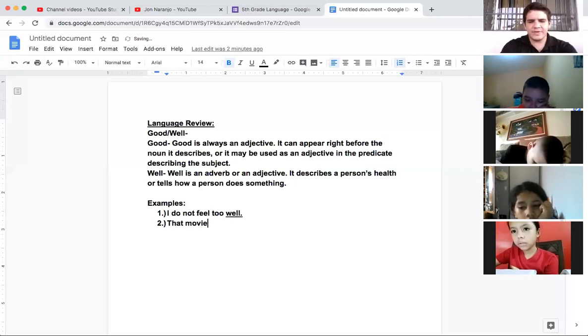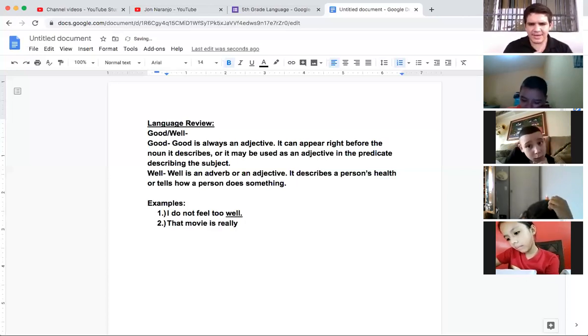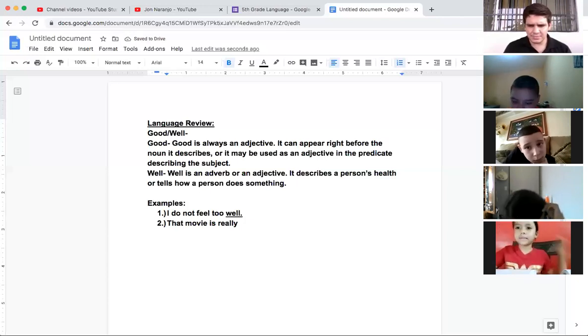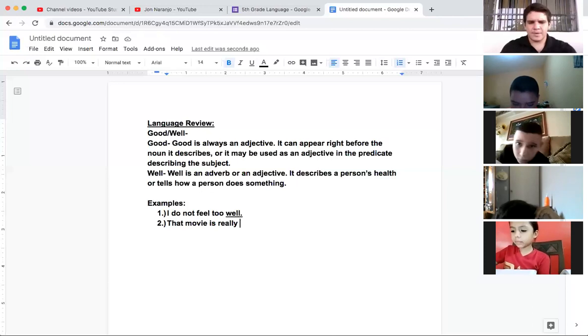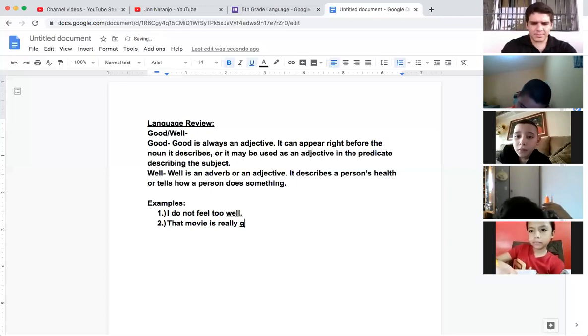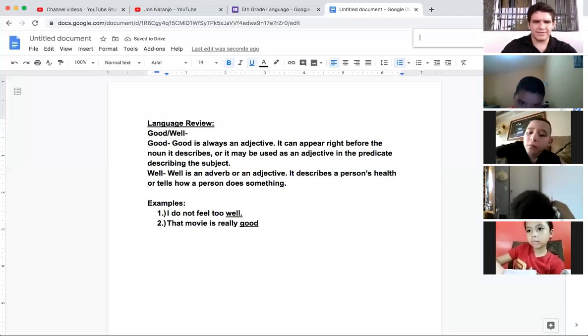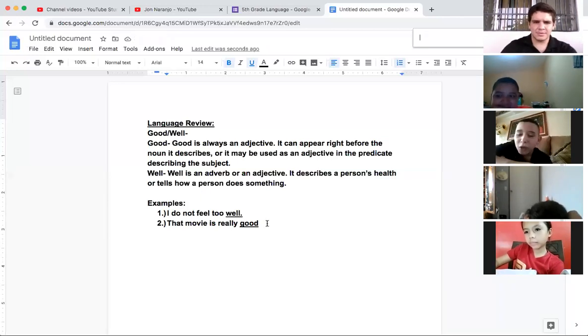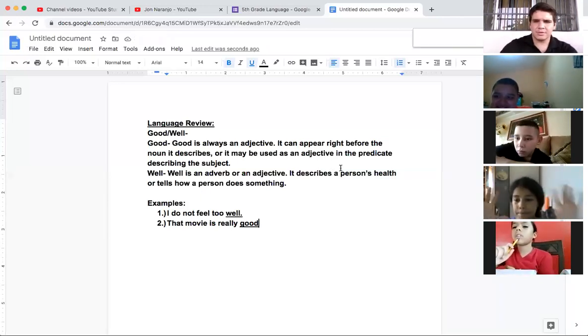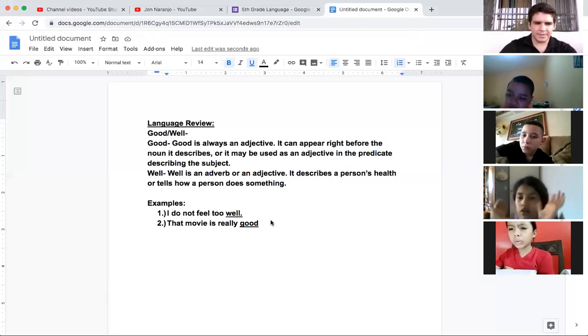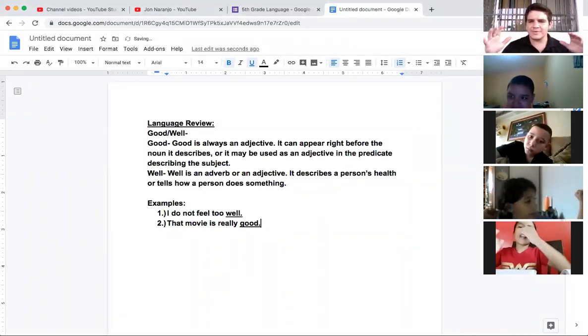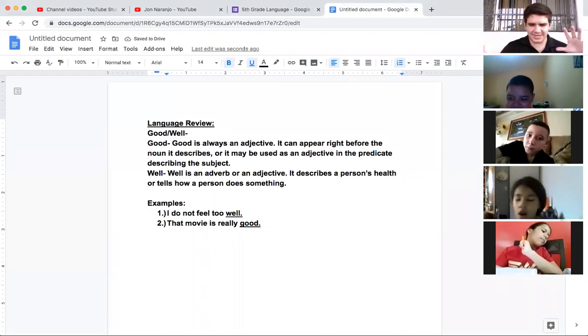Now, that movie is really, too good. Is it really good or really well? Really good. So in that sentence, we are using good. But we cannot say that movie is really too well. Because it's really good. The movie doesn't feel anything. It's an adjective, so it's describing the movie.